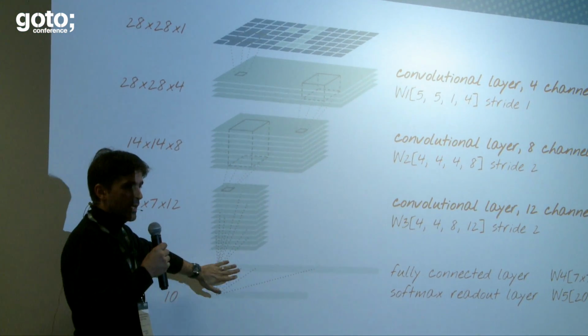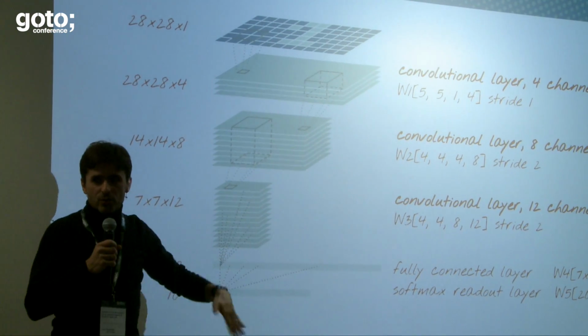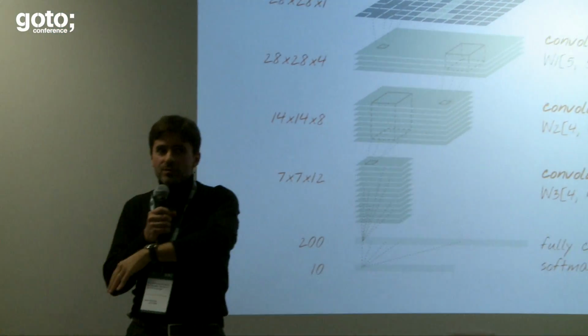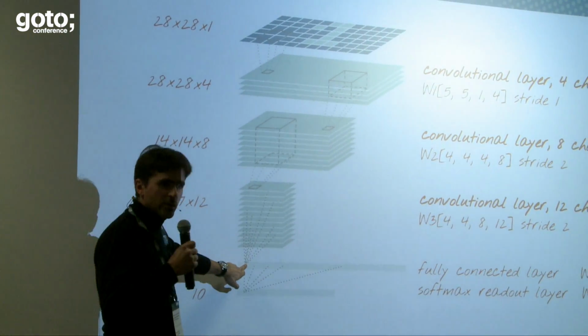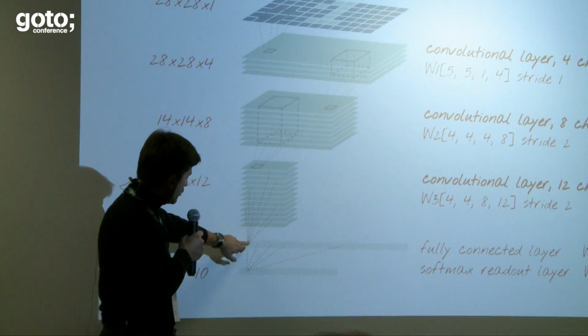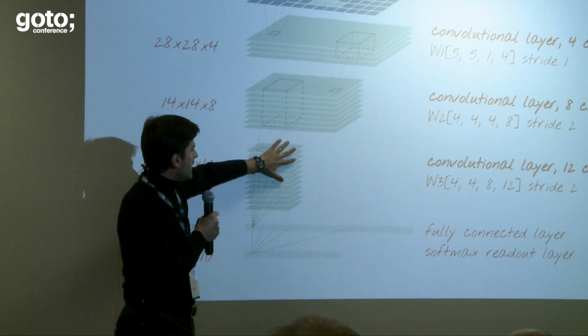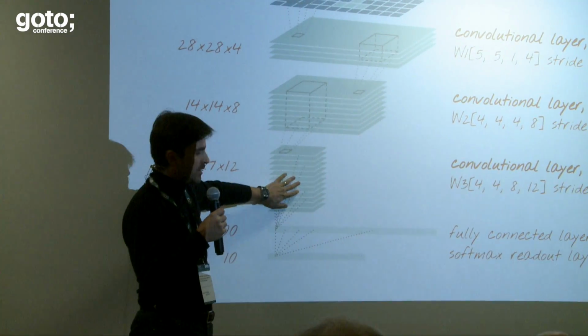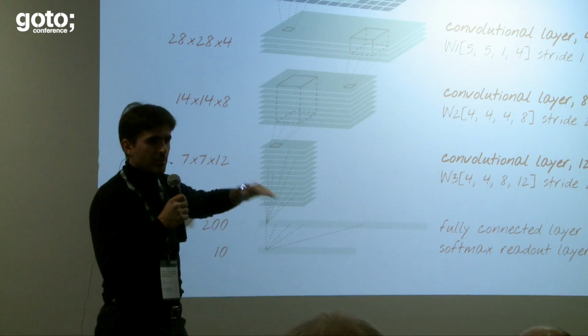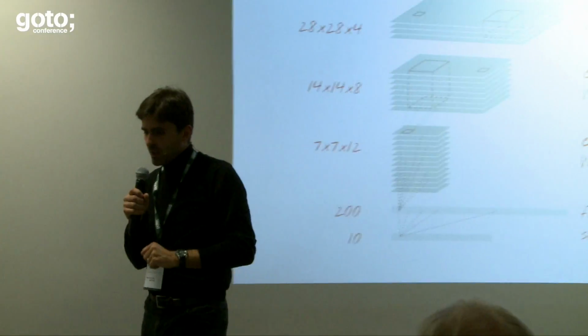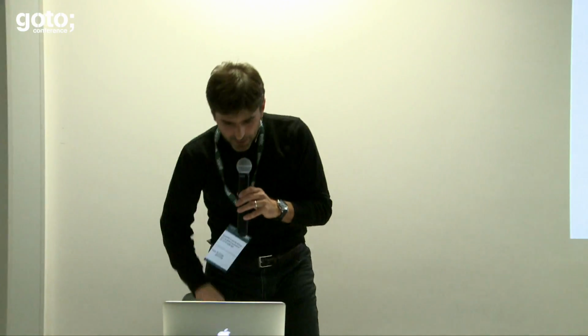And now I apply a fully connected layer. A fully connected layer is what we have seen in the previous section. One neuron in a fully connected layer does a weighted sum of all the values in this cube of values. And the next one does the same, and so on. That is a fully connected layer. It's what we have seen in the first section of this talk. So let's see if this does something better.